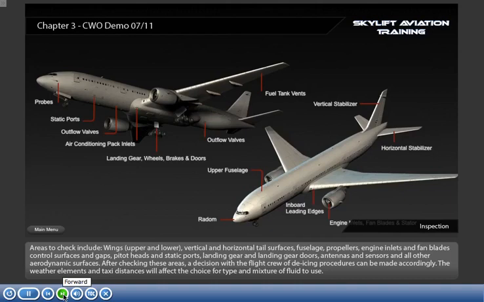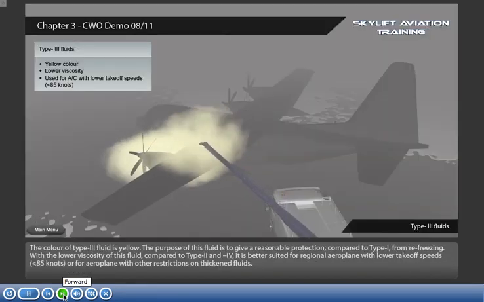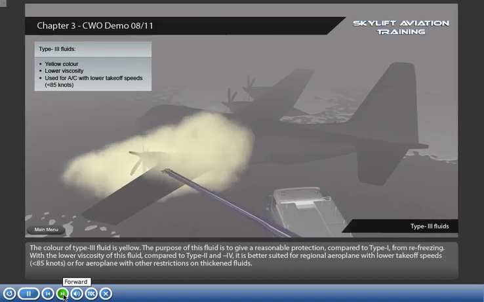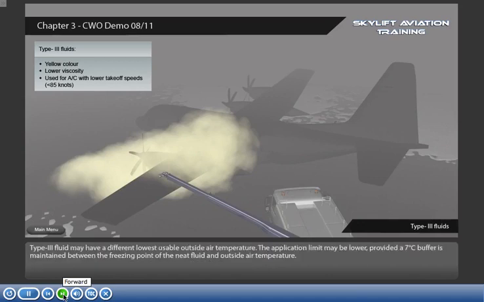The weather elements and taxi distances will affect the choice for type and mixture of fluid to use. The color of Type 3 fluid is yellow. The purpose of this fluid is to give a reasonable protection compared to Type 1 from refreezing. With the lower viscosity of this fluid compared to Type 2 and 4, it is better suited for regional airplanes with lower takeoff speed, under 85 knots, or for airplanes with other restrictions on thickened fluids.